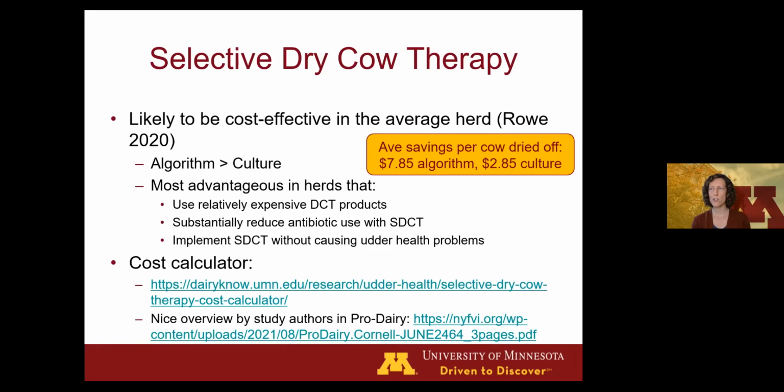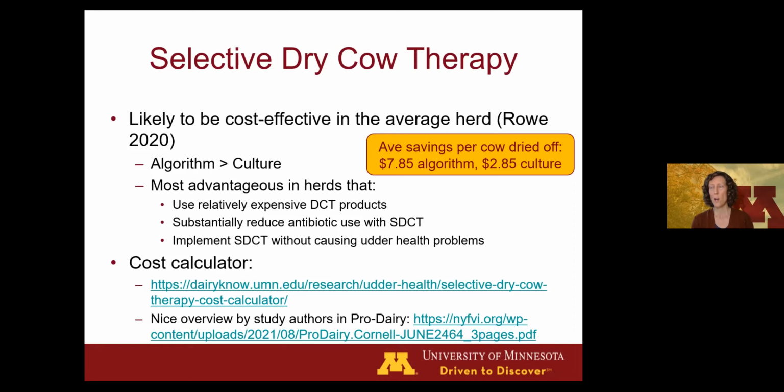In the average savings, again, there's going to be herd to herd variation, but the average savings in this study was $7.85 per cow dried off for an algorithm guided approach, or $2.85 per cow dried off for a culture guided approach. The savings could be more than that, particularly in herds that are using a relatively expensive dry cow therapy product. So you're going to save more from using less of it. Herds that can substantially reduce antibiotic use with selective dry cow therapy.